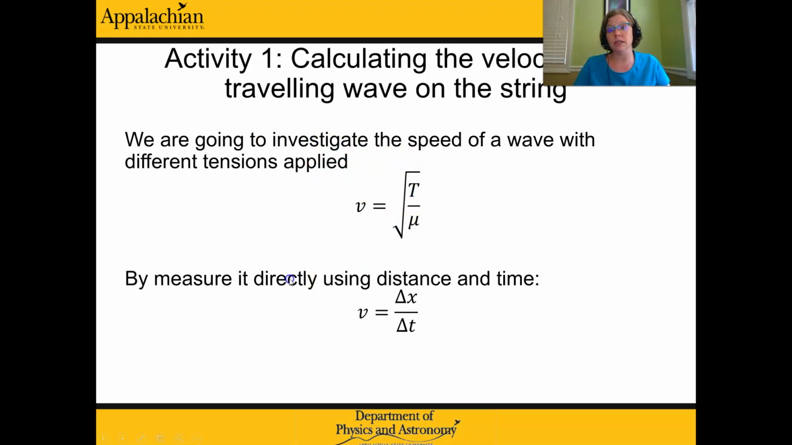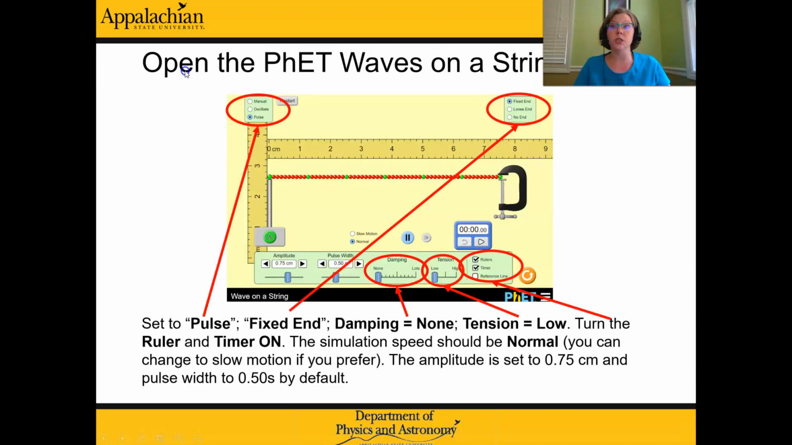The way we're going to do this is directly measuring the distance and time to find speed for a particular tension. We're going to use a simulation for this. First thing you want to do is open your PhET Waves on a String simulation, and there are some values you need to set first.